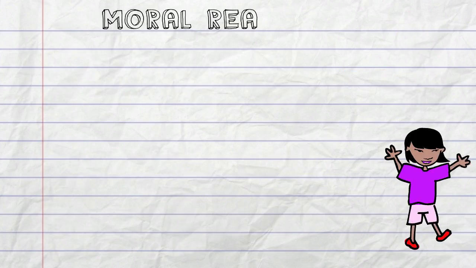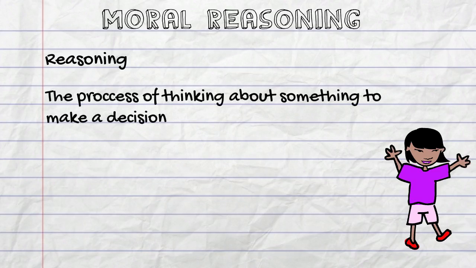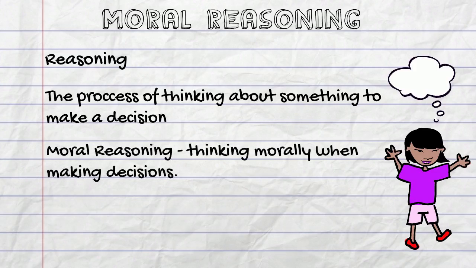When discussing moral development, it is pivotal to discuss moral reasoning. Cambridge 2020 states that reasoning is the process of thinking about something in order to make a decision. In layman's terms, moral reasoning is thinking in a moral way when making decisions. The differentiation between right and wrong in decision-making for children is influenced by a number of factors.